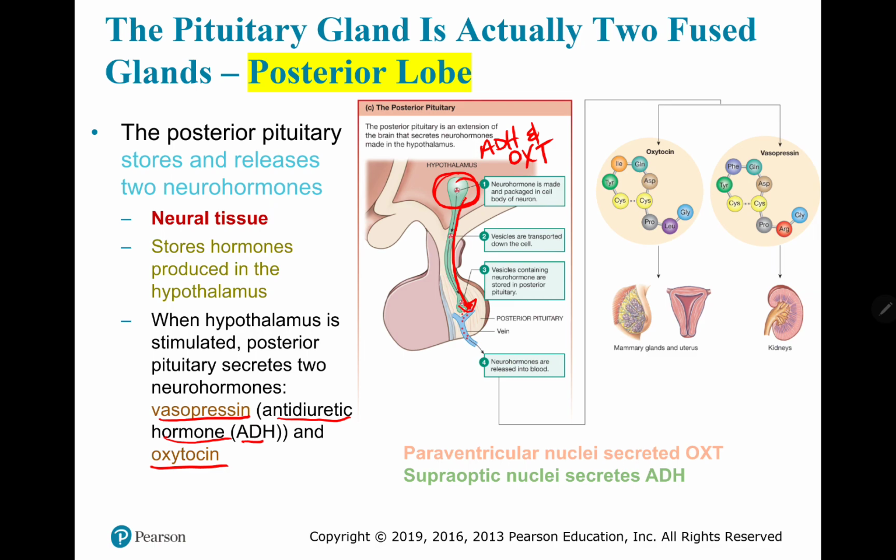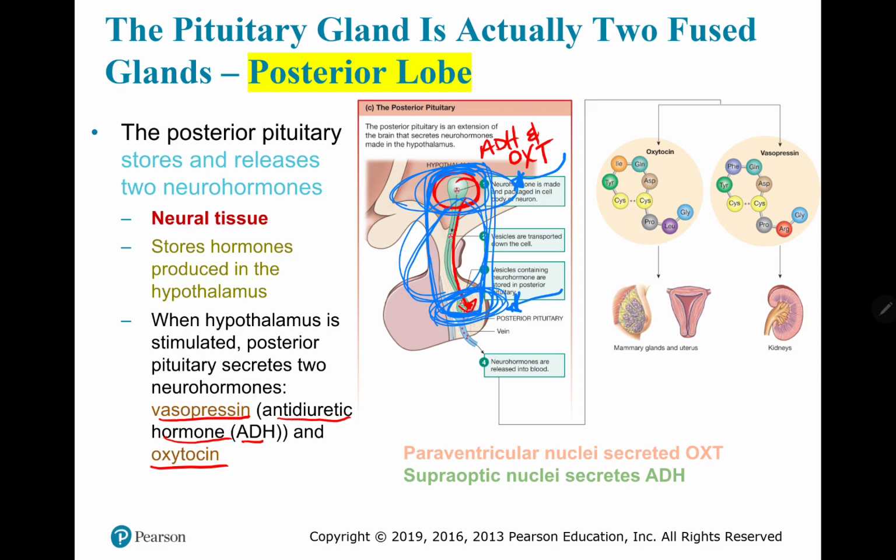You can see right here, this is that neuron. Let's change the color. Okay, let's go to blue. This is that whole neuron that I'm drawing in blue. You have the cell body up here, this is the axon, and this is the axon terminal right here. ADH and oxytocin are made up here, and they're just stored in the axon terminal, which is located in the posterior lobe of the pituitary gland.